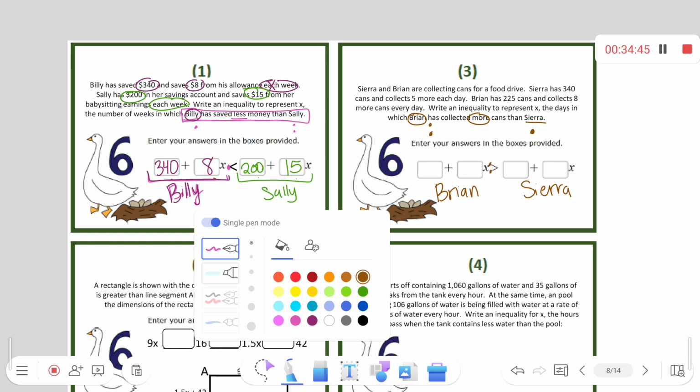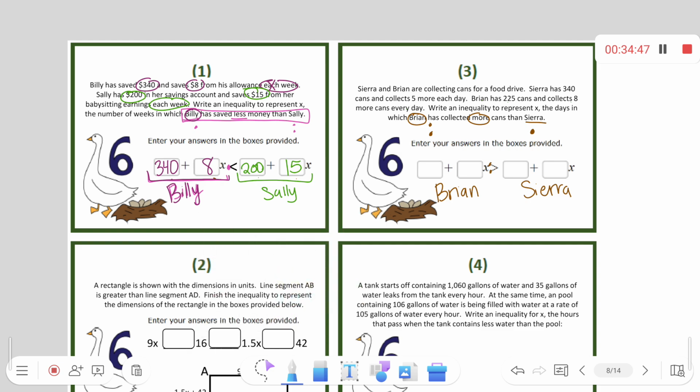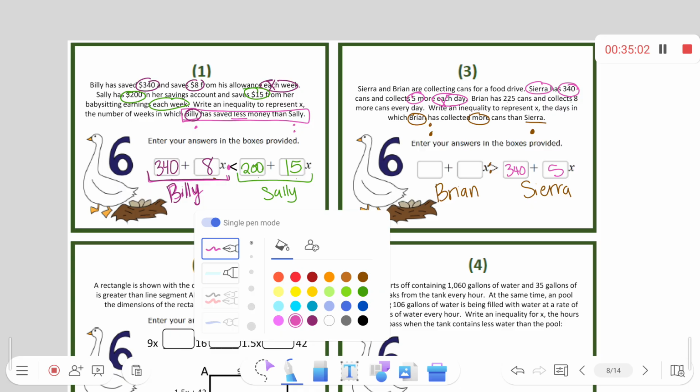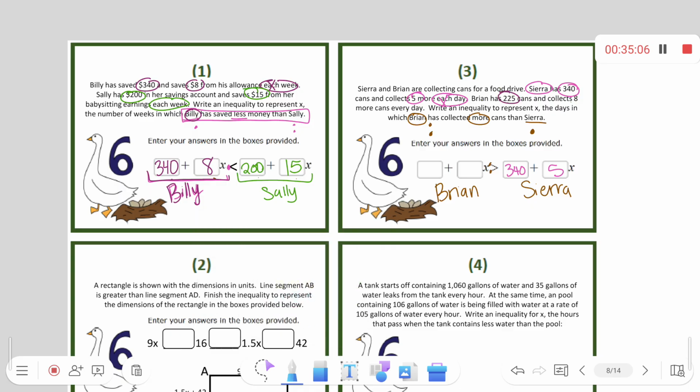But when you read the problem, it talks about Sierra first. So Sierra's numbers, 340 and 5 each day, have to go on the right side. 340 by itself, 5 by the x because it says each day, so it's happening many times. And then for Brian, we've got 225 cans, and he collects 8 each day, so 8x.